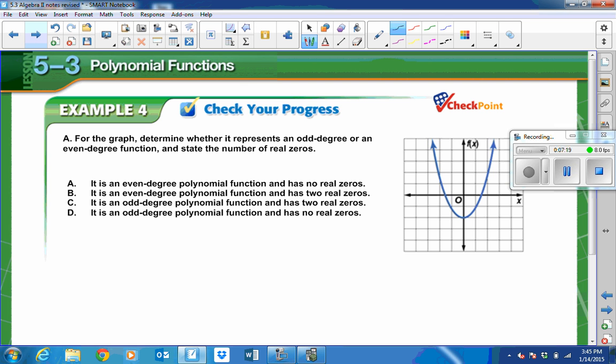Okay, for the graph, determine whether it represents odd, even, and then state the number of real zeros. Well, this one is definitely even because the end behaviors are the same, and we have 2 real zeros.